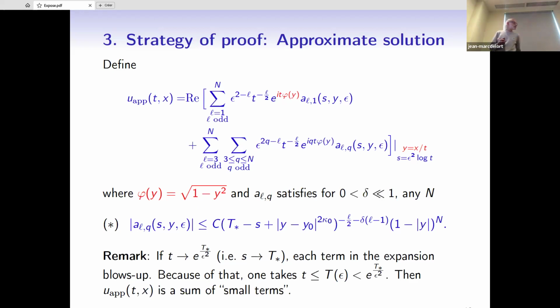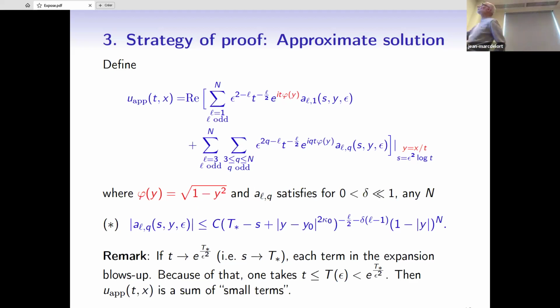And excuse me, can you explain a little bit about why the approximate solution looks like this? If you take a linear solution, it behaves like t to the minus 1/2 e to the i t phi of y. Yes. Now, these factors will appear because of some equations that I shall get later, when I will plug this in the equation and see what I get for the coefficients.